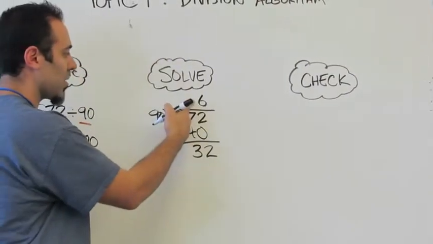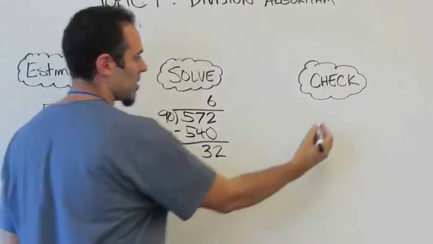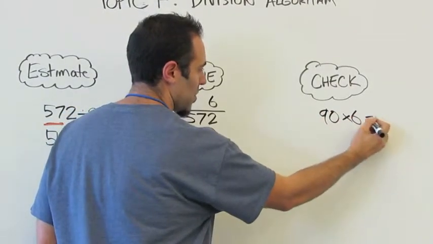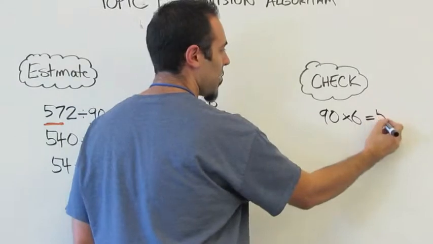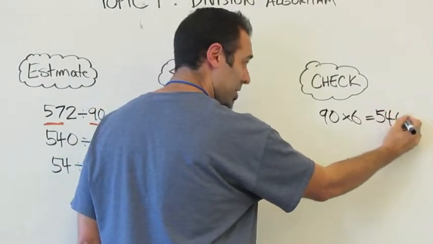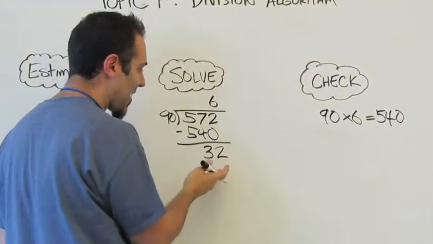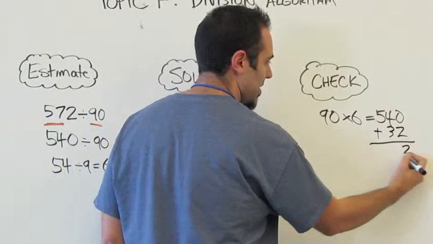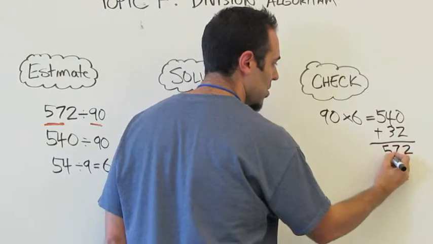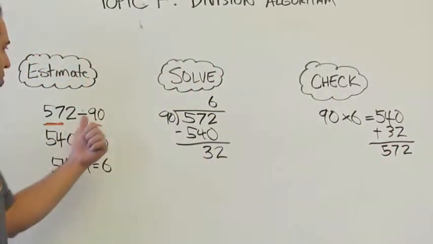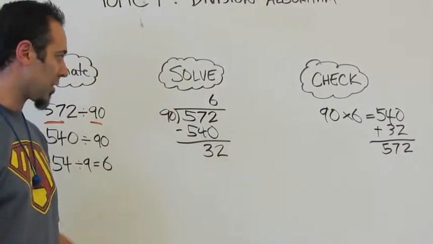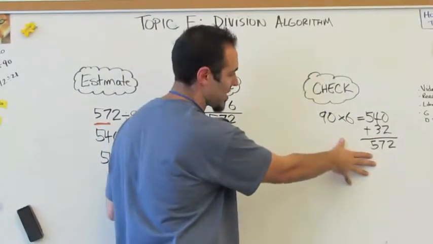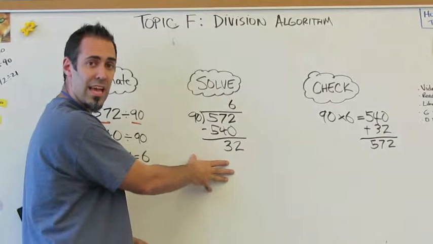I'm multiplying the quotient by the divisor, 90 times 6, and that equals 540. And then I add to that the remainder, which is 32. And I have 572. I check that back with my original problem. Everything looks good. And I can also see that the checking process is reflected in the actual algorithm.